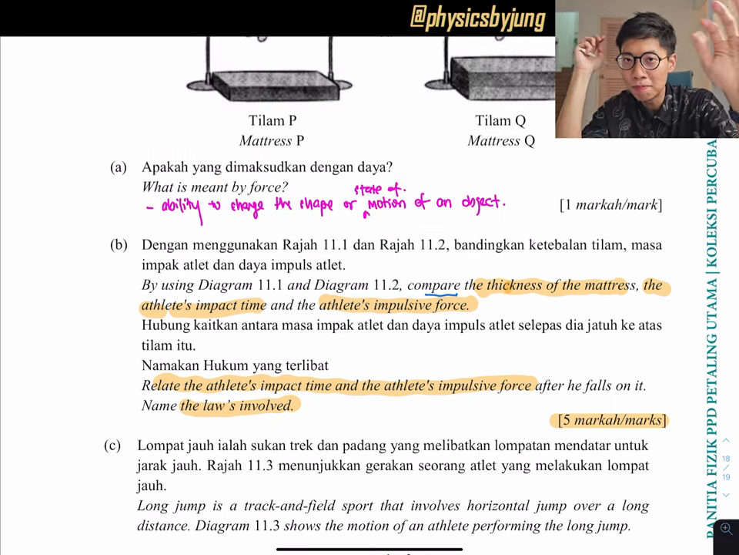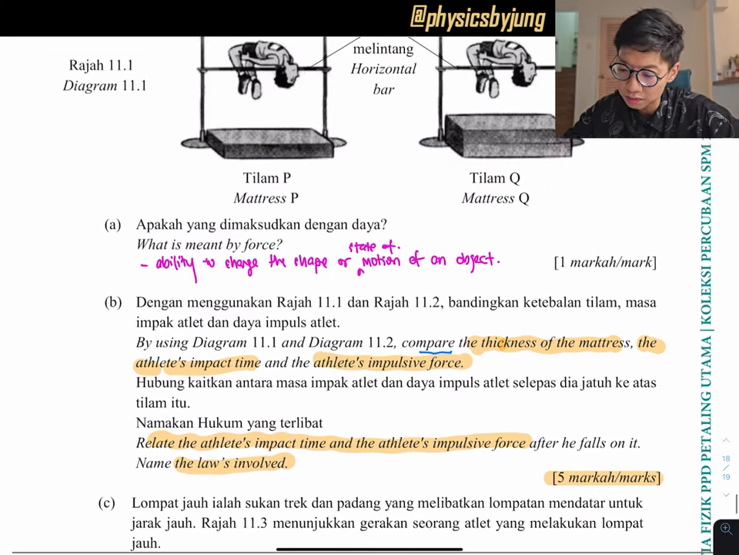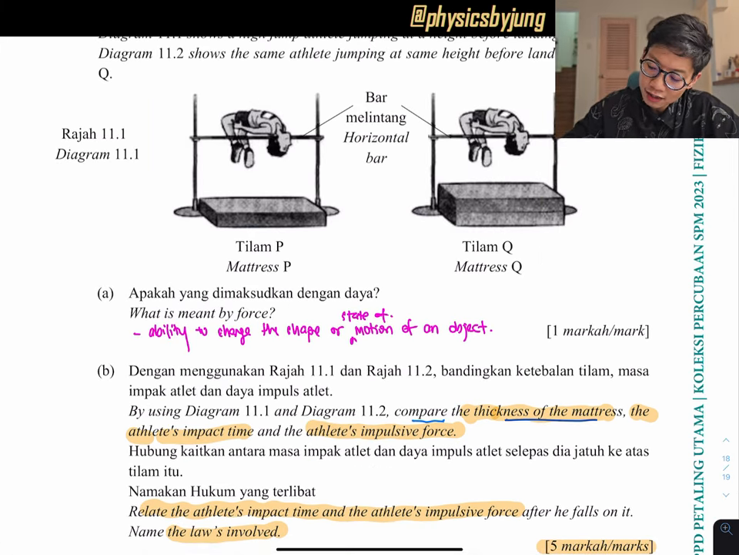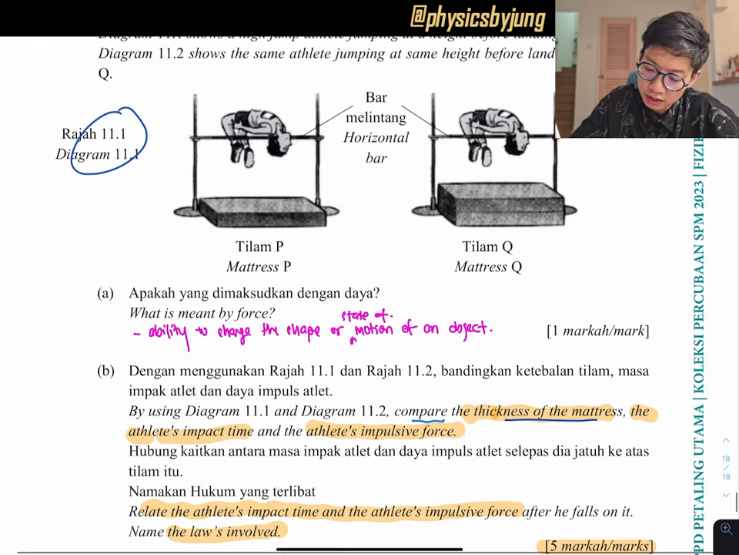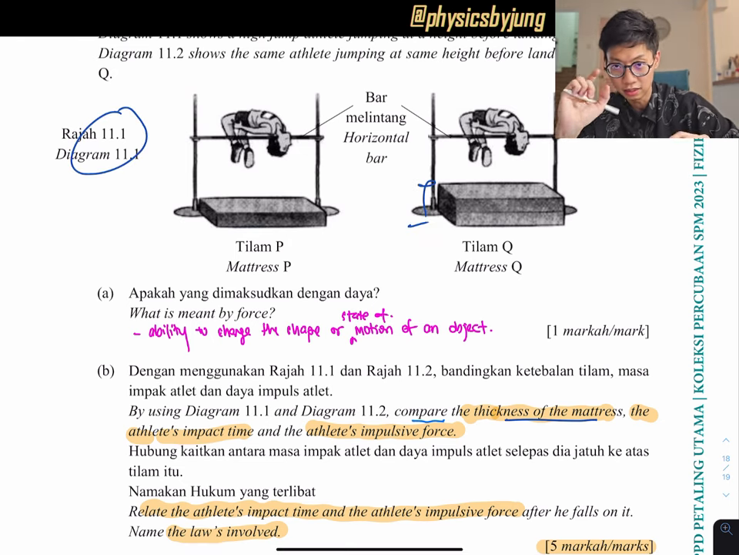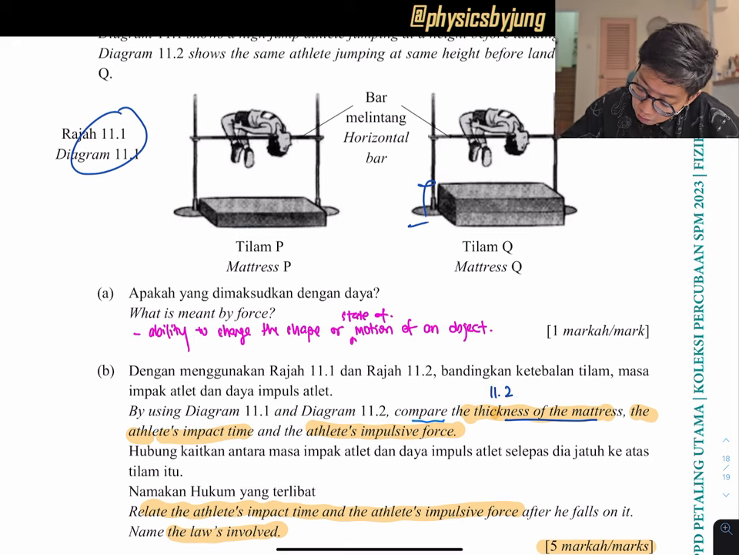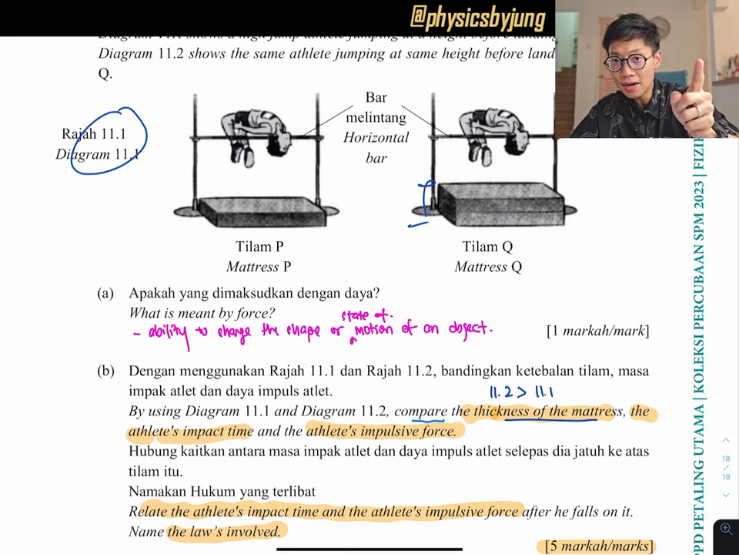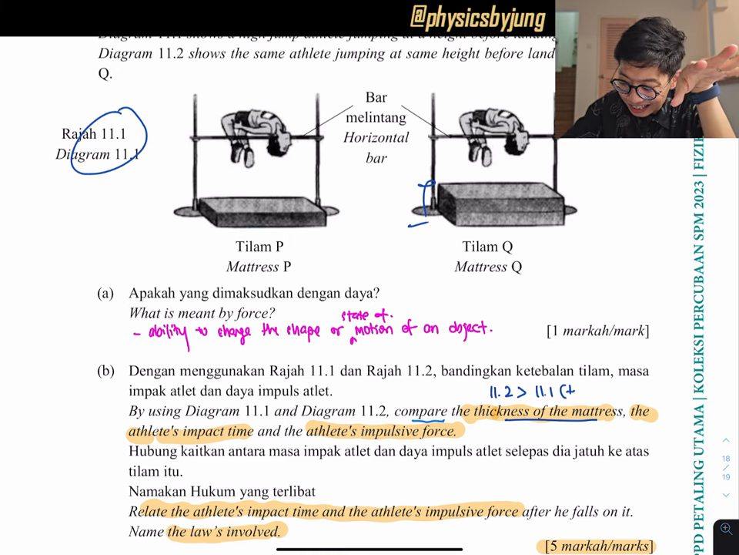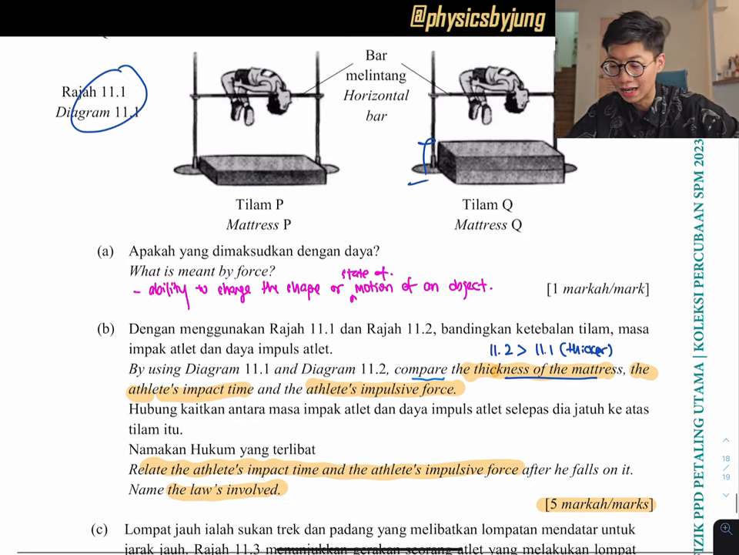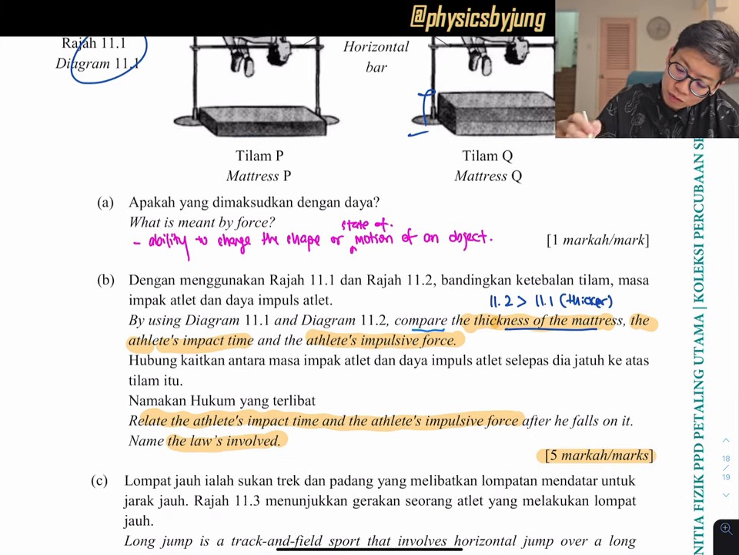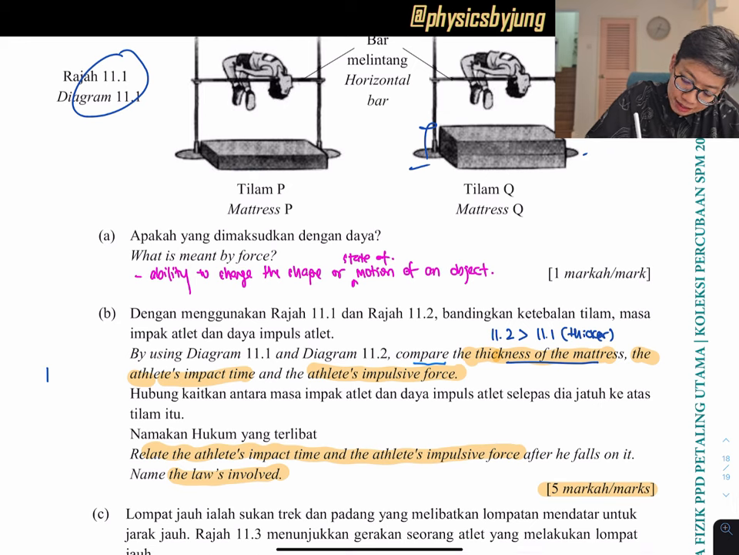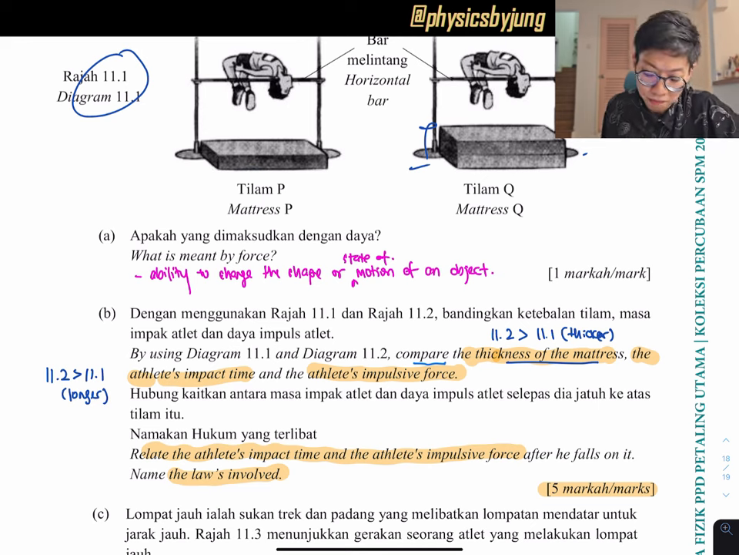Now guys, to save time, I'm just going to quickly talk about this, and I'll write a bit of shortcut. Thickness of mattress, 11.2 and 11.1, which one is thicker? You can see the 11.2 is thicker than 11.1. Remember, I don't encourage you to write greater or smaller than. Make sure you write thicker. But because I have no space, I'm just going to write greater or smaller. Obviously this is thicker, so the impact time will be longer. So 11.2 is larger than 11.1. Remember, it's longer impact time.